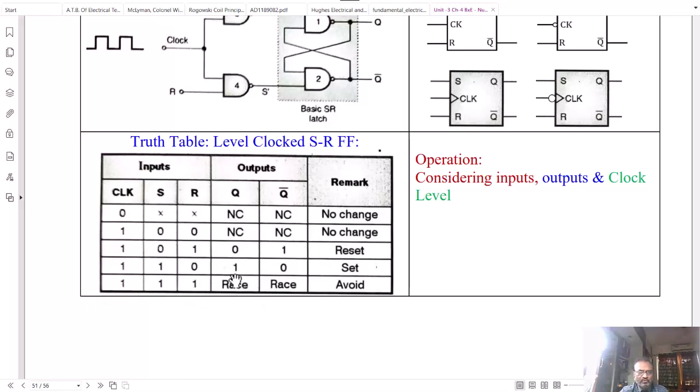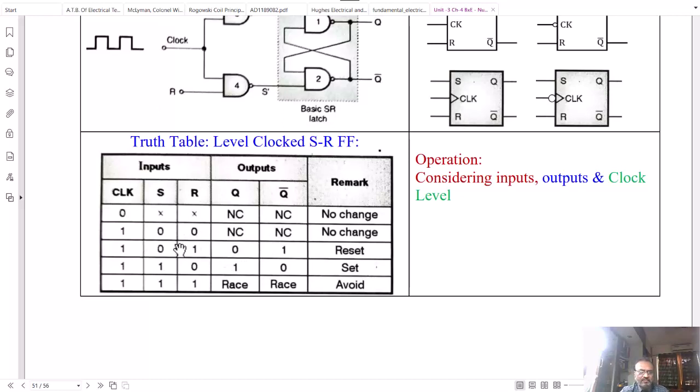When clock input is 1 and both S and R are 1, then there is a race between the output, and therefore this is the condition which is unstable, and therefore this should be avoided. So if you see the first four conditions, when clock is absent, means it is 0, there is no change on output. When clock is present but both the inputs are 0, then also there is no change in output.